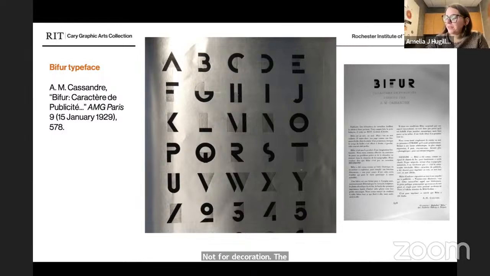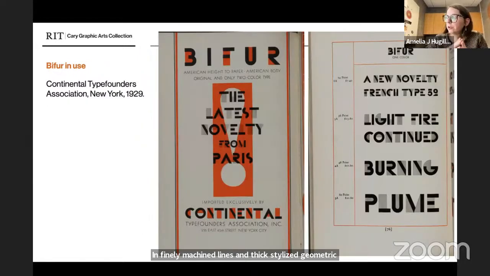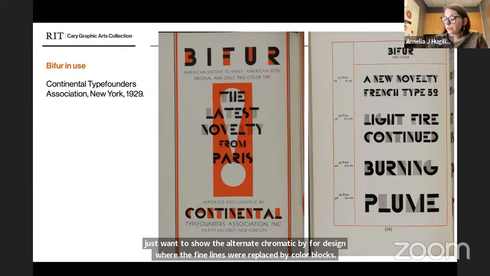The cutting of this typeface was indeed a tour de force, as each letter is split or bifurcated by extremes in weight, in finely machined lines, and thick stylized geometric strokes. I just want to show the alternate chromatic Bifur design, where the fine lines were replaced by color blocks of whatever color the printer chose.